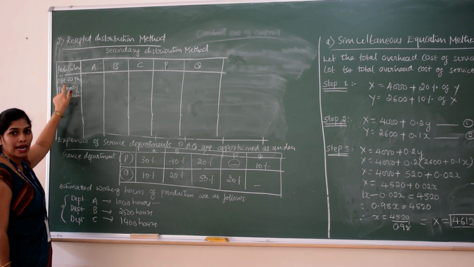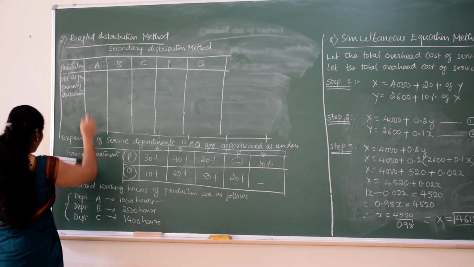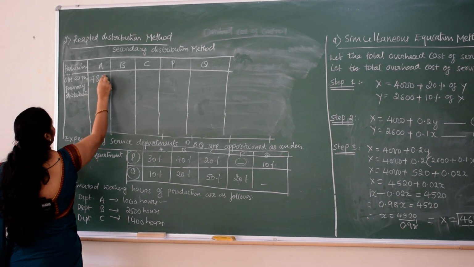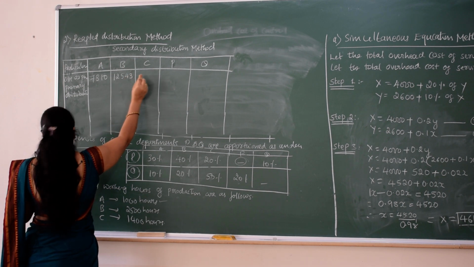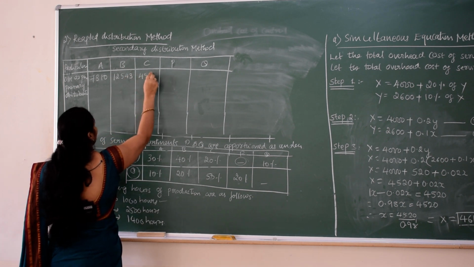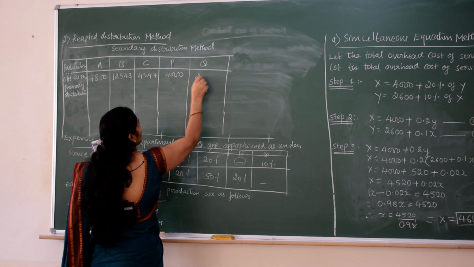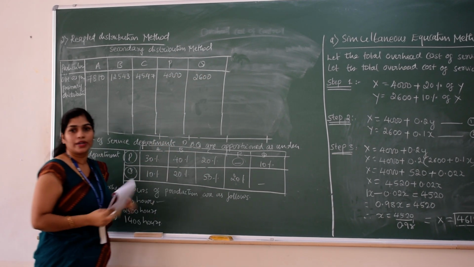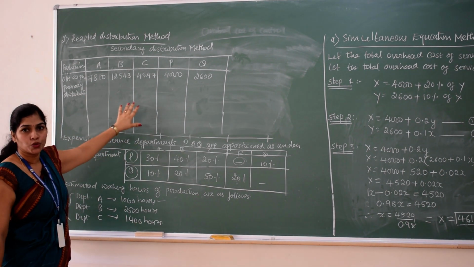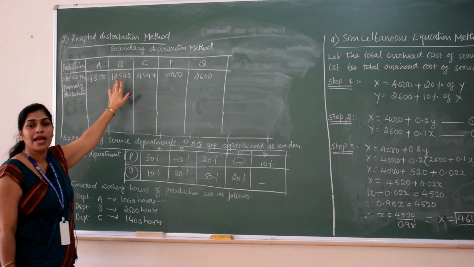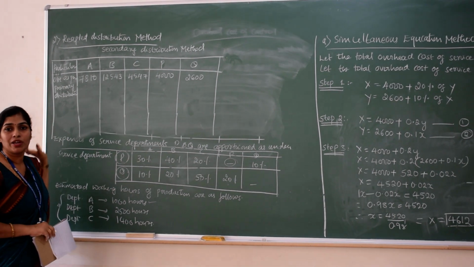First we have to write the overhead as per the primary distribution. I already took the overheads: 7,810 rupees, 12,543, 4,547, then 4,000, then 2,600. It is already given in the problem. Now we have to reapportion to all three production departments as well as the other service department, as per the given percentage.